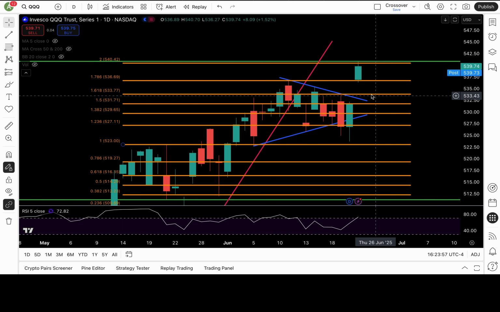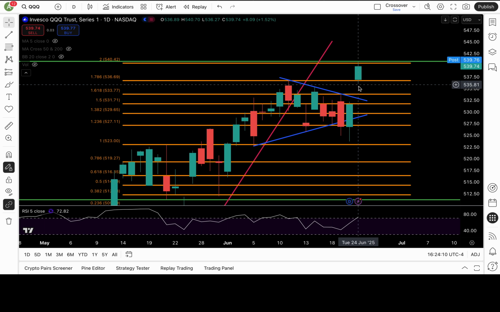So similar situation with QQQ. We had a bullish breakaway gap. You see the structure over here, this triangle pattern, breakaway gap. Great. So now QQQ is pretty much stuck between two of my Fibonacci levels. Can you see where they are?